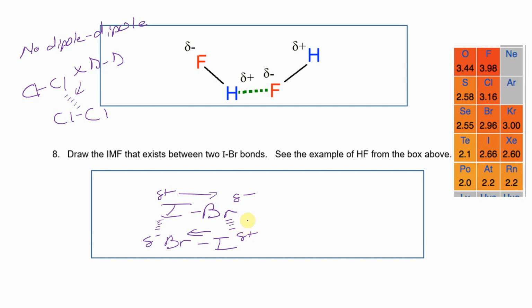So we know which end will be partially positive and partially negative, and we'll know how they'll sort of organize with each other as they pass by. But I don't want you to lose track of the idea that these interactions, these intermolecular forces that are dipole-dipole forces in this case, are very temporary. They come and go.